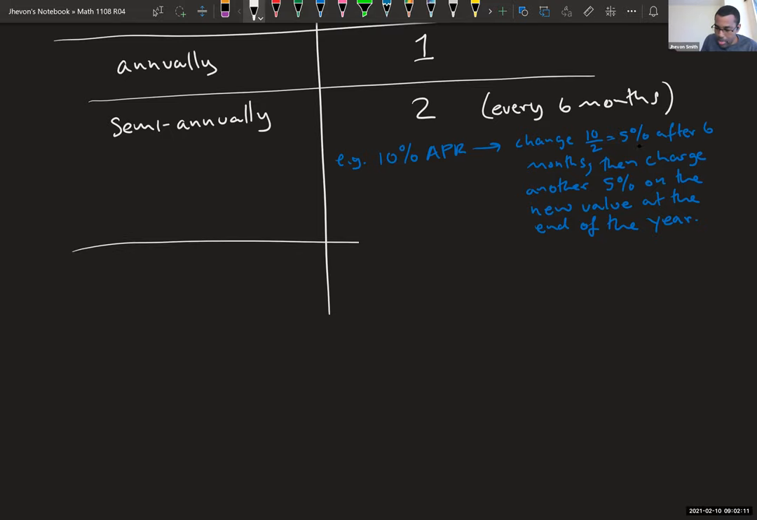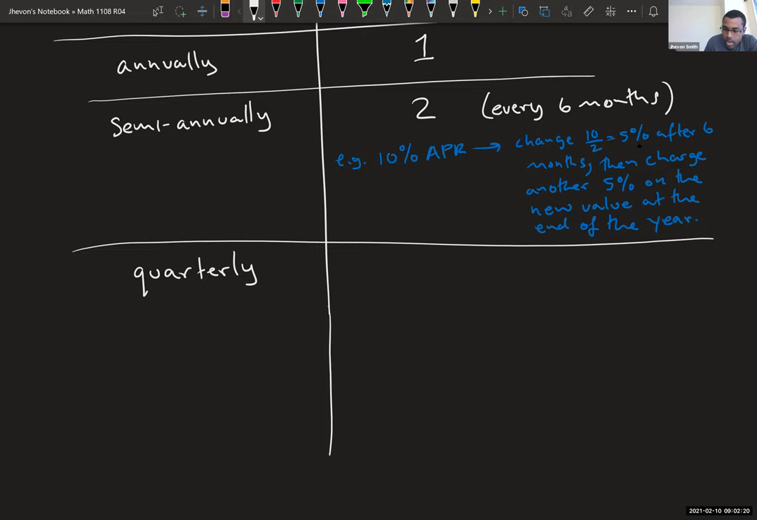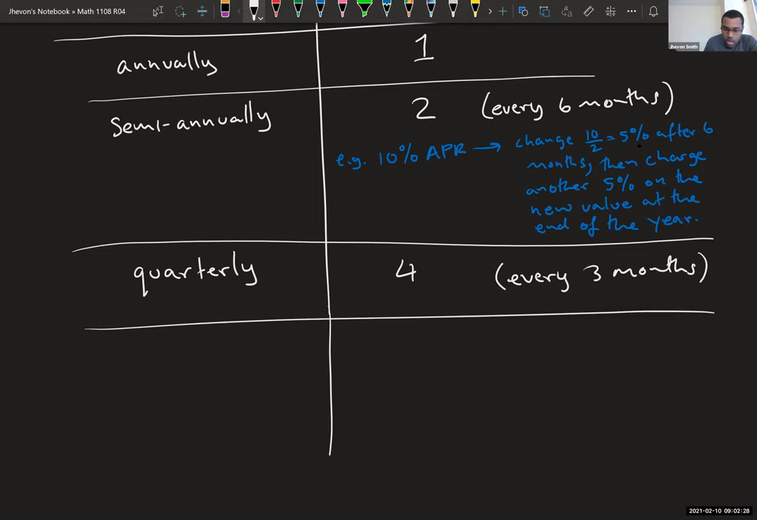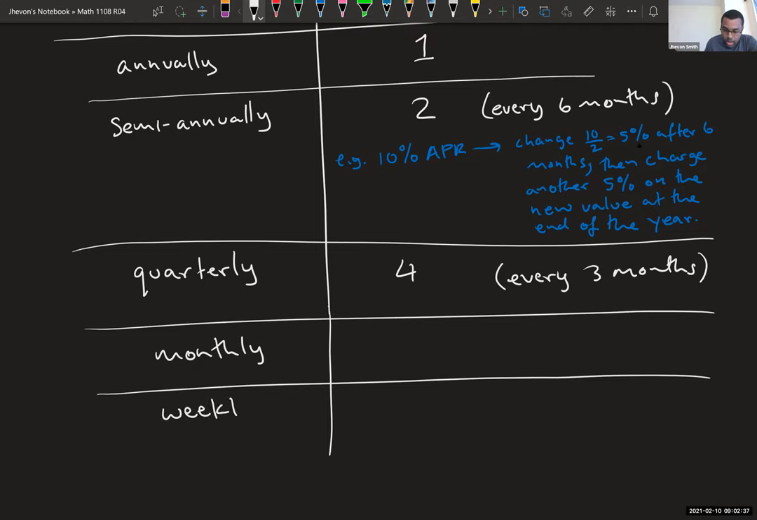So kind of elaborated on that. But for the rest of them, I'll just tell you quickly what they would say. Another common phrase is quarterly. It's compounded quarterly. And this just means four times per year, every 3 months. They could say monthly. It could be weekly. And it could be daily.